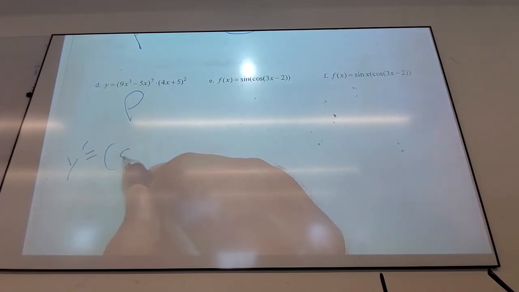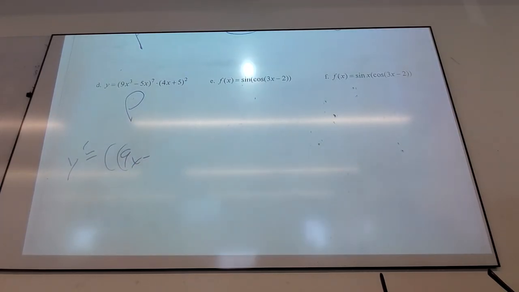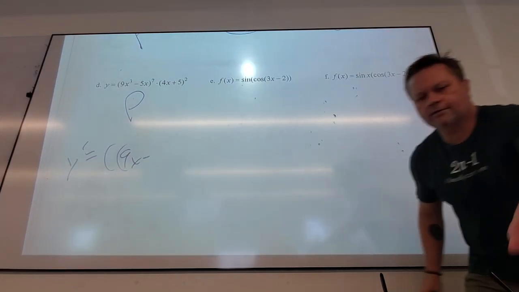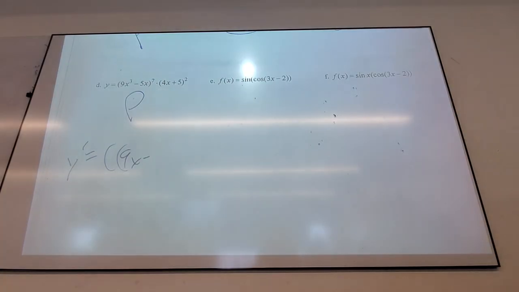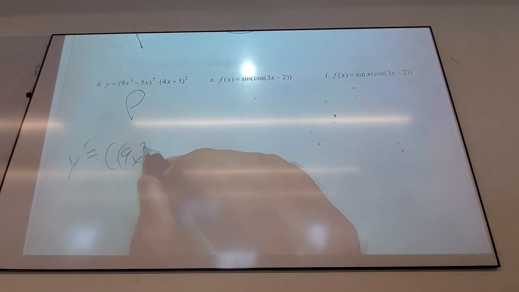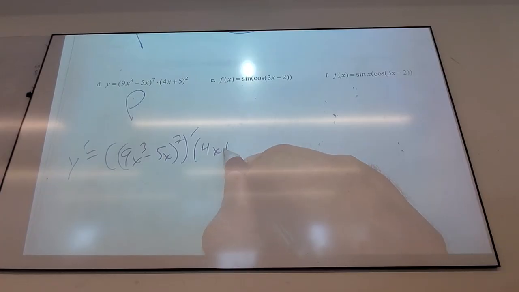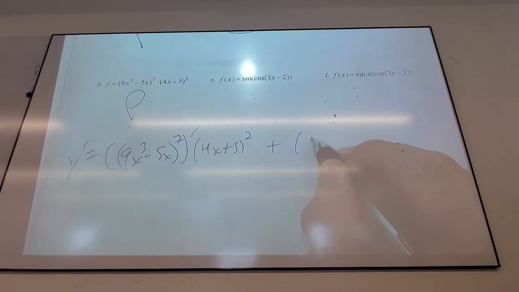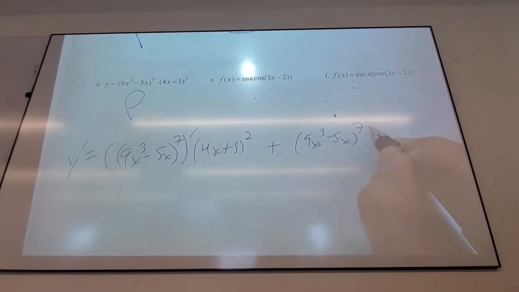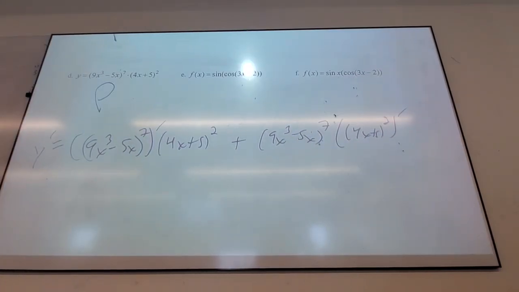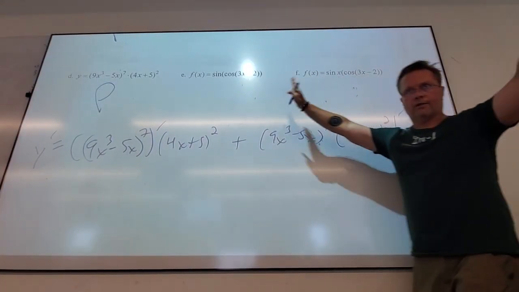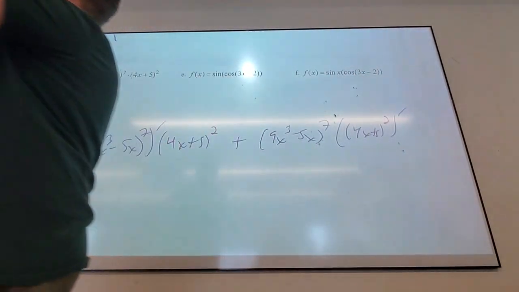Wouldn't I take the derivative of the first guy? Wouldn't I take the derivative of that times this, plus this times the derivative? Right? Now, in that very first, is everybody cool? That's product rule. That's what you should do if you're going to be nice to yourself.